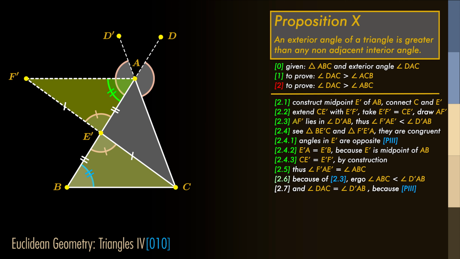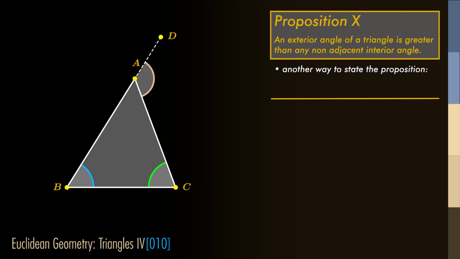Combining this with the comparison to D prime AB, we have that D prime AB is greater than ABC. But we needed to show that DAC is greater than ABC. Since DAC and D prime AB are opposite angles, they are the same, and so the proposition is proven.